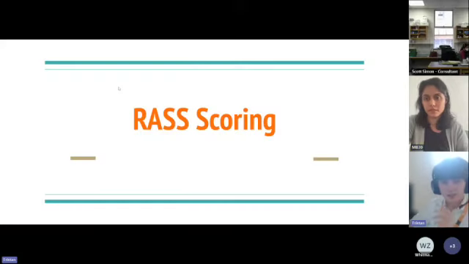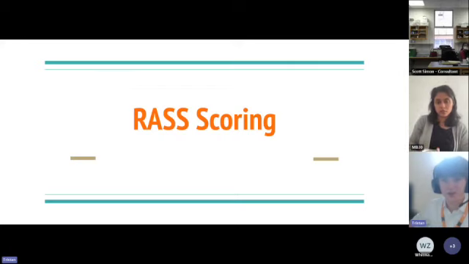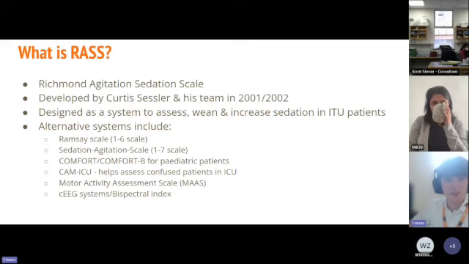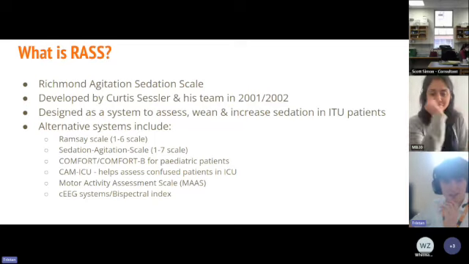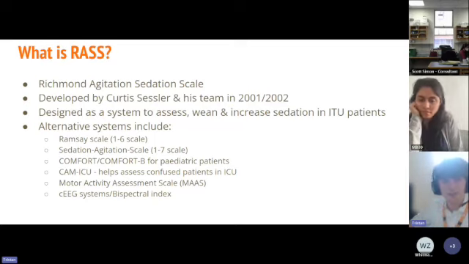So yeah, I'm doing a quick presentation. I'm one of the fourth year medical students at Leicester. So in regards to what RASS actually is, as we said earlier, it's the Richmond Agitation and Sedation Scale. It was developed in 2001, 2002 by an American team, led by Curtis Sessler. It was designed mainly as a system to assess sedation in ITU patients, whether they're on too much, whether it needs to go up, based on basically just how they're presenting.